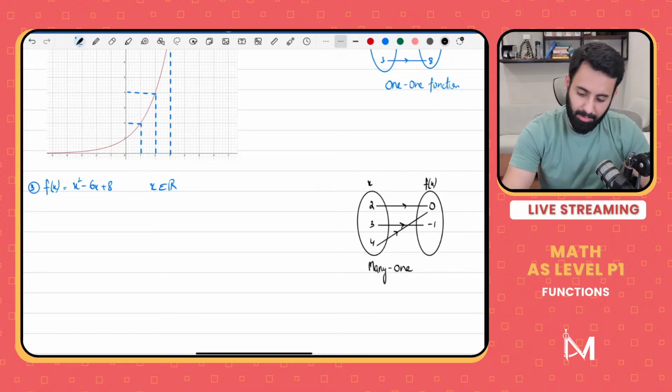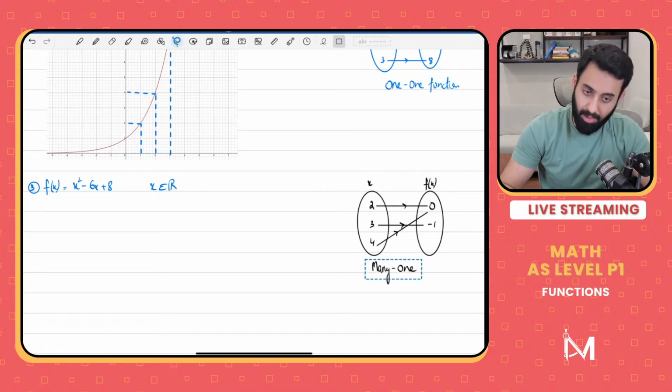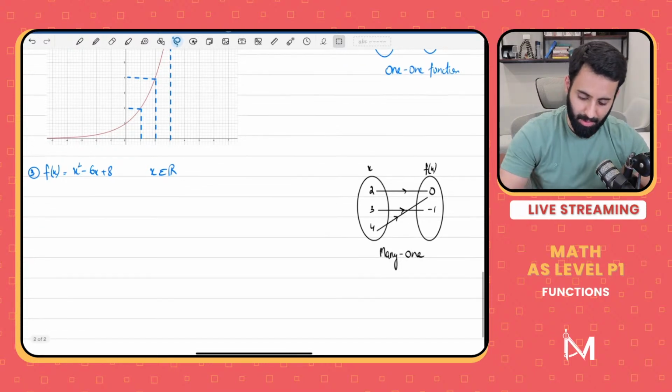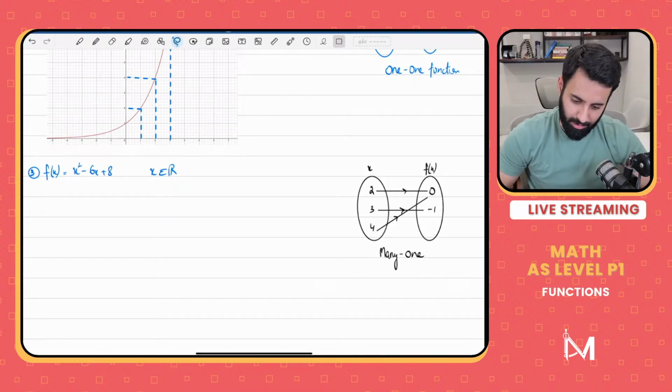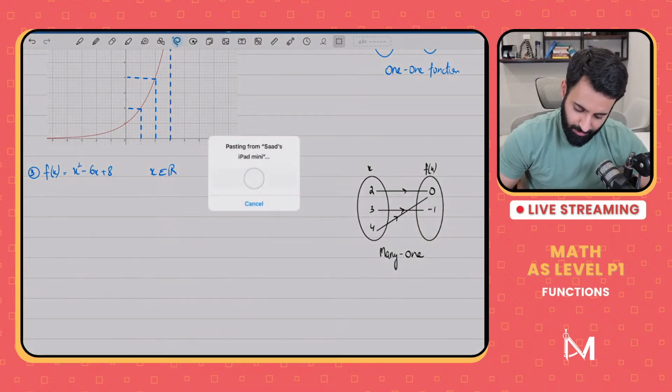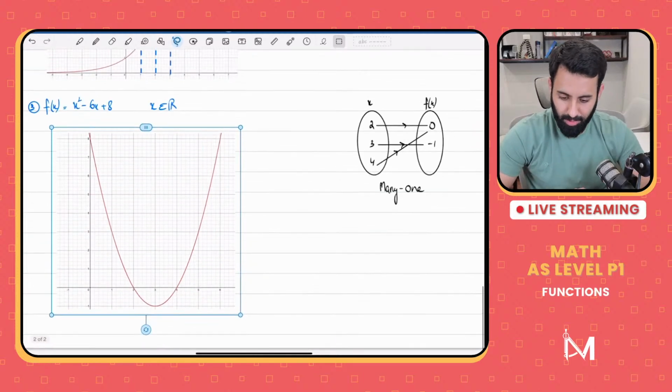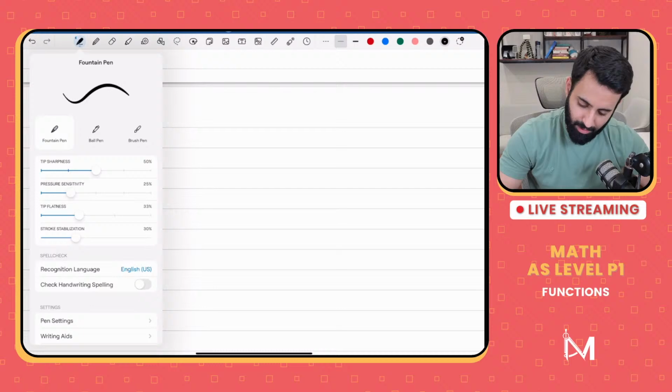Why is this called a many-to-one function? Because you can see that there are many different values of x that are giving you the same y value. Now let's see what the graph looks like. This is what the graph looks like. So here's an example of a many-to-one function.